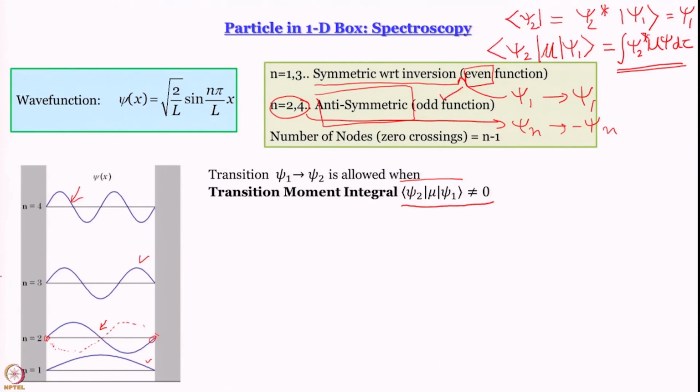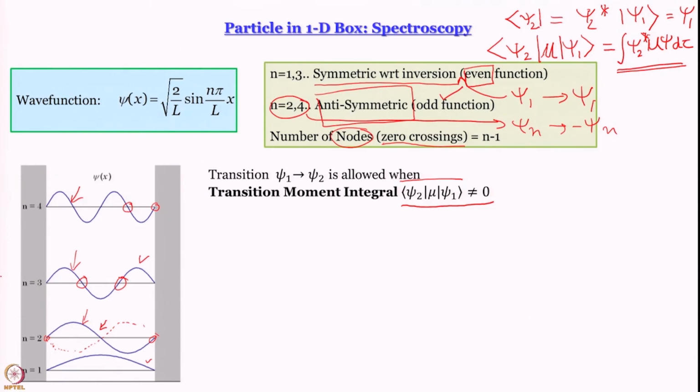Let me digress a little bit and point out the number of nodes. Remember what a node means: a point where the wave function goes through 0 and changes sign. So, this is not a node, this is. So, the number of nodes is n minus 1. When n equal to 1 there is no node, number of nodes is 0. When n equal to 2, number of nodes is 1. When n equal to 3, number of nodes is 1 here and 1 here. That is something we should know.